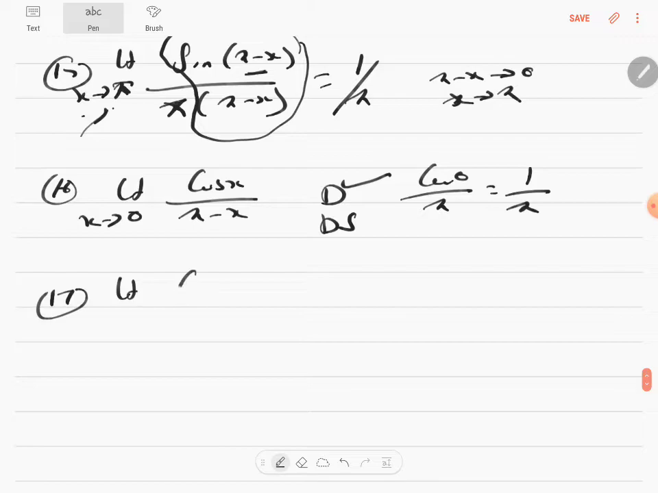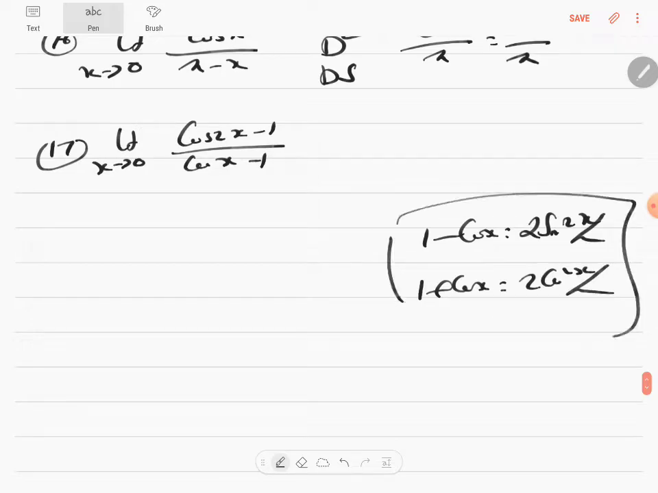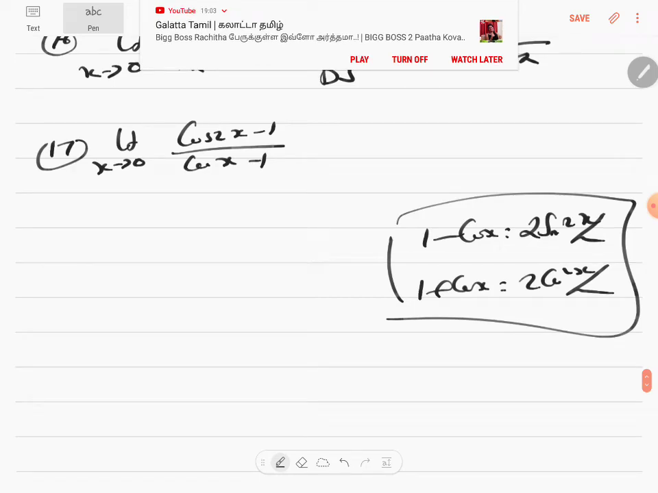Limit of cos 2x minus 1 by cos x minus 1, x tends to 0. My students know that 1 minus cos x is 2 sin square x by 2, and 1 plus cos x is 2 cos square x by 2. In trigonometry, I make them say this again and again. I don't know if you saw the trigonometry videos. If you have not seen them, please do. This is called the clapping formula.